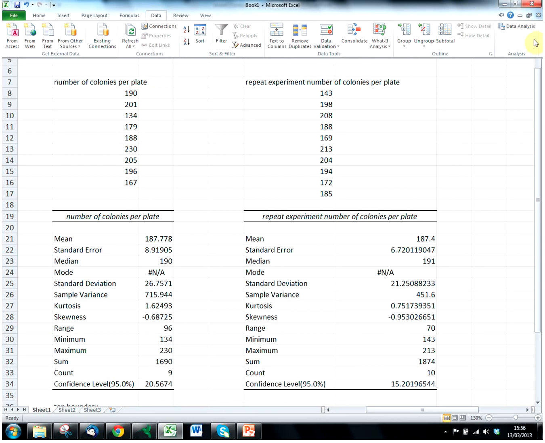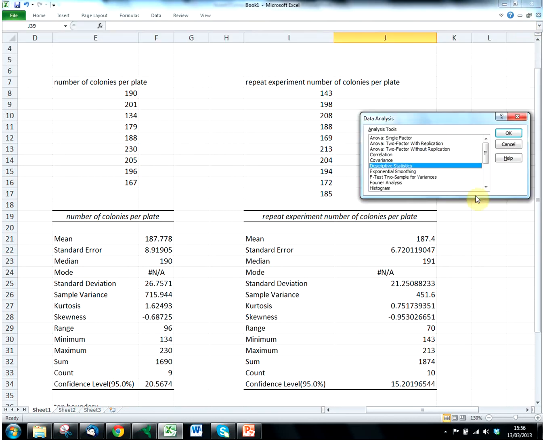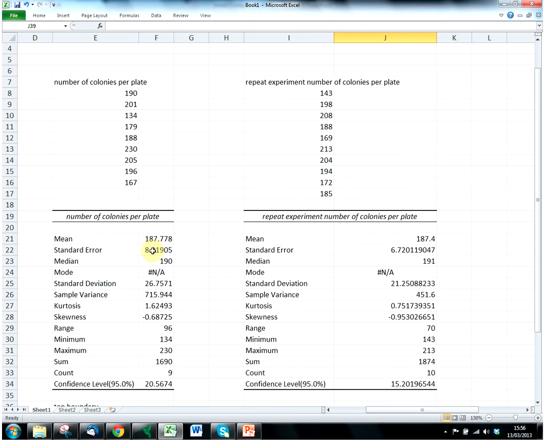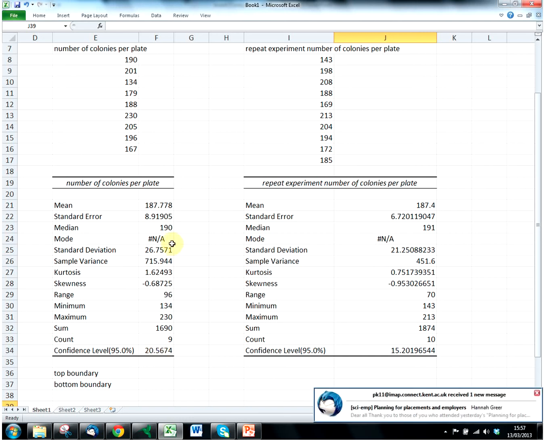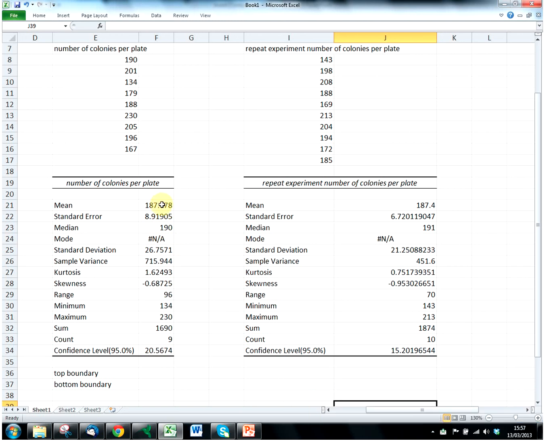I go to data, and on the right hand top corner I have this data analysis tool, and I clicked on descriptive statistics. I've made a video for that, and what we find is here we get a set of data. So we get the mean value, the average number of colonies, that's 187.8. We have a certain standard error, we have a standard deviation, and we also have this confidence level, 95%. And this confidence level here tells us how far away the upper and lower boundaries for this confidence interval are when we look at the mean here.